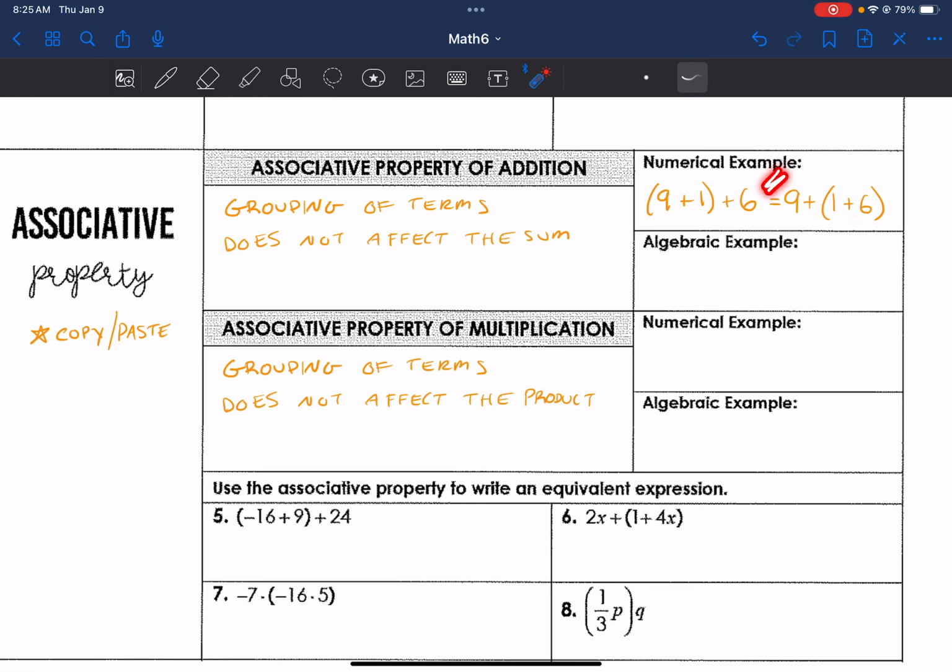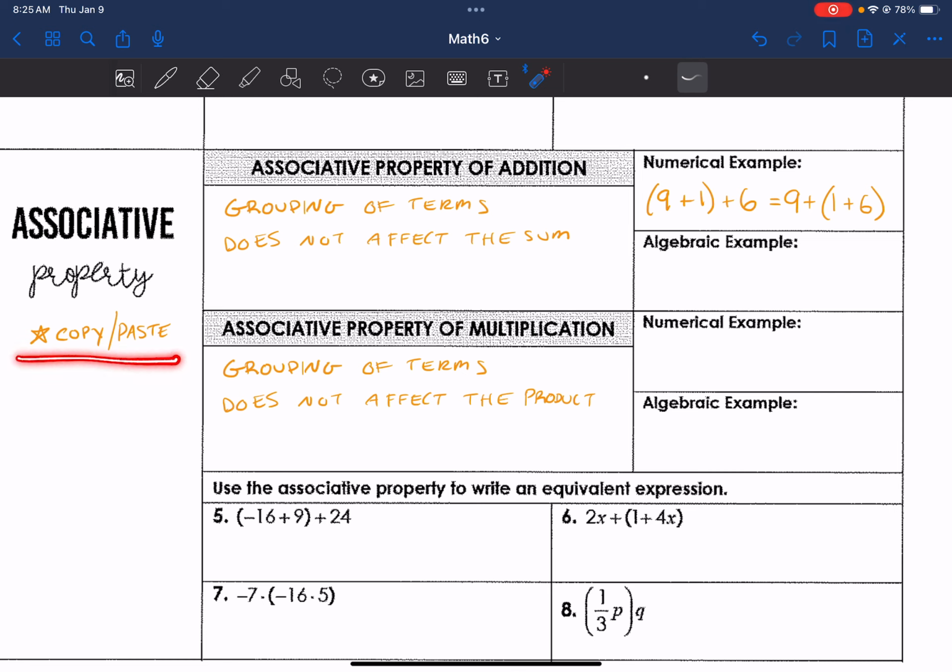So focus on this left side here. What is 9 plus 1? 10, good, plus 6. This is 16. Let's focus on the right side. What's 1 plus 6? 7 plus 9? 16. Good. So it does equal each other.